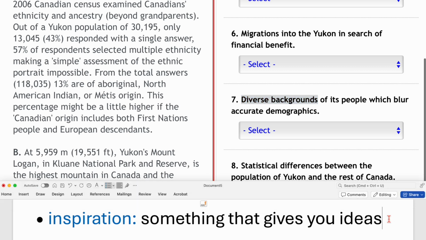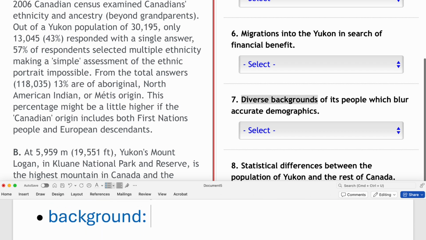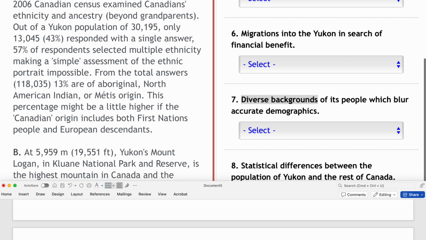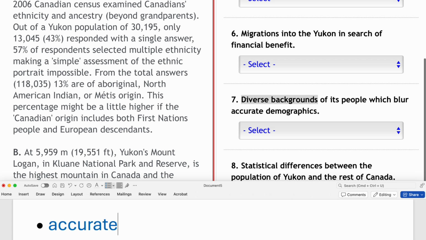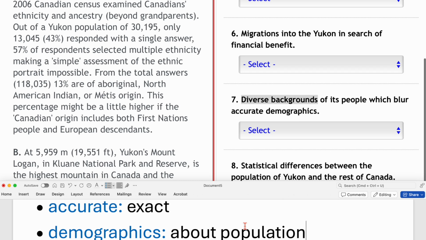Number 7, diverse backgrounds of its people which blur accurate demographics. Diverse, right? Many different backgrounds. Your background is your history. So many different backgrounds of its people which blur. Blur is not clear. And accurate, exact. Demographics, about population. So many different backgrounds of people which make it not clear to talk about the population.